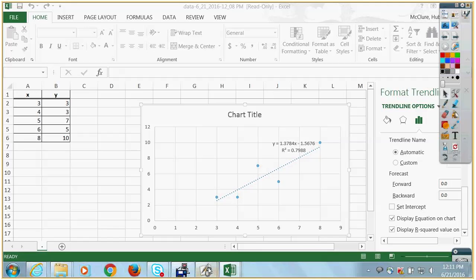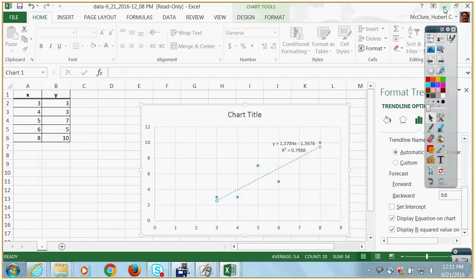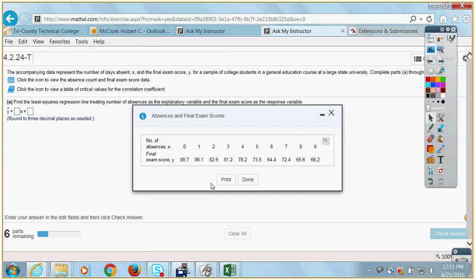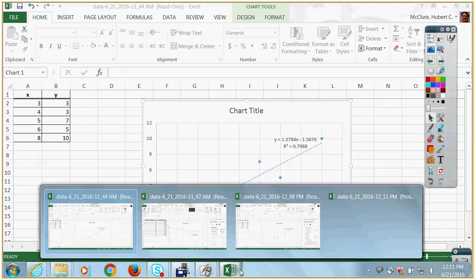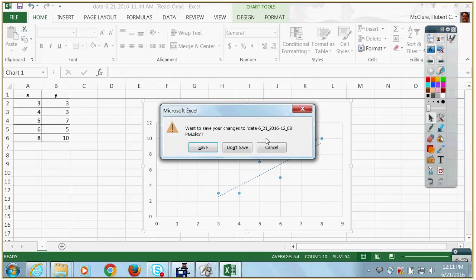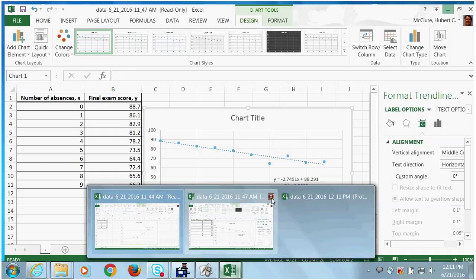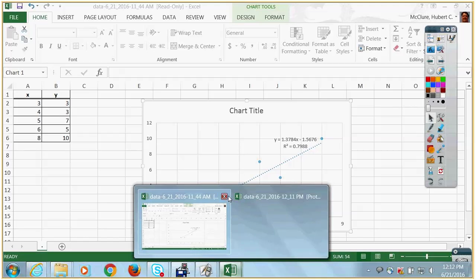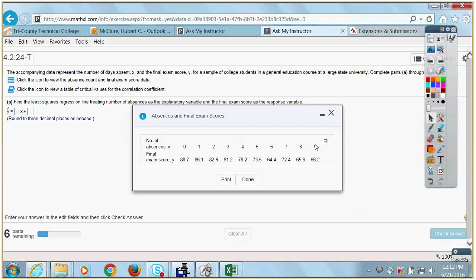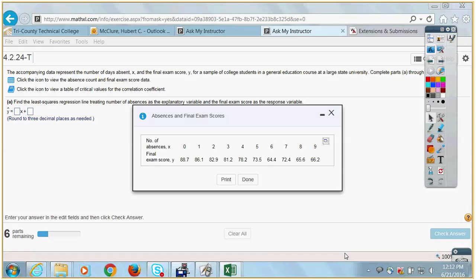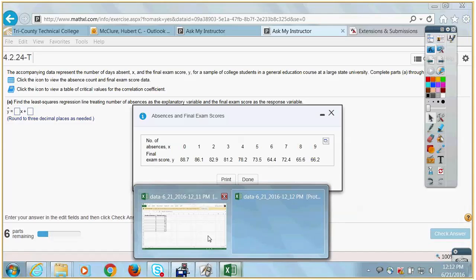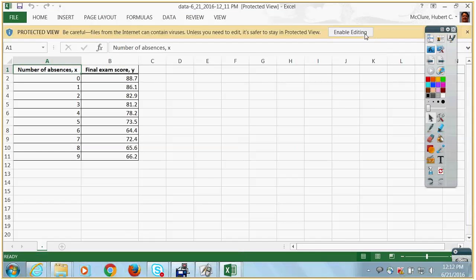Well, I don't know why it didn't open. Maybe I'm missing it. There it is. Let me try it again. Oh, sorry. Let's get rid of these. There, now let's try it. There it is. Okay. And I'm going to hit enable editing.